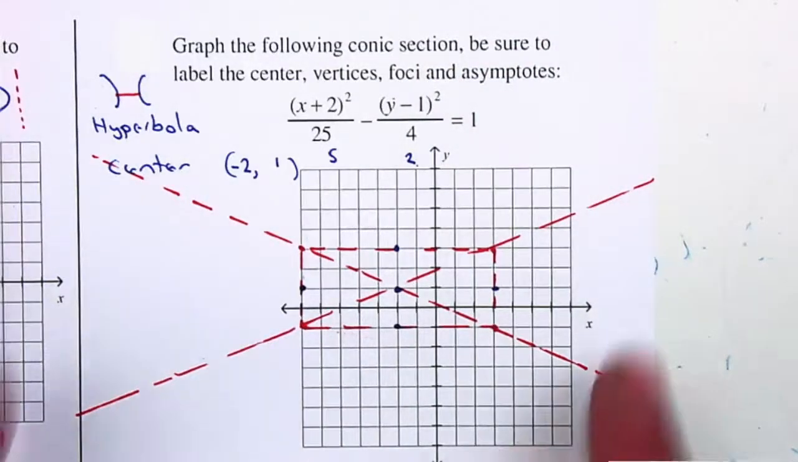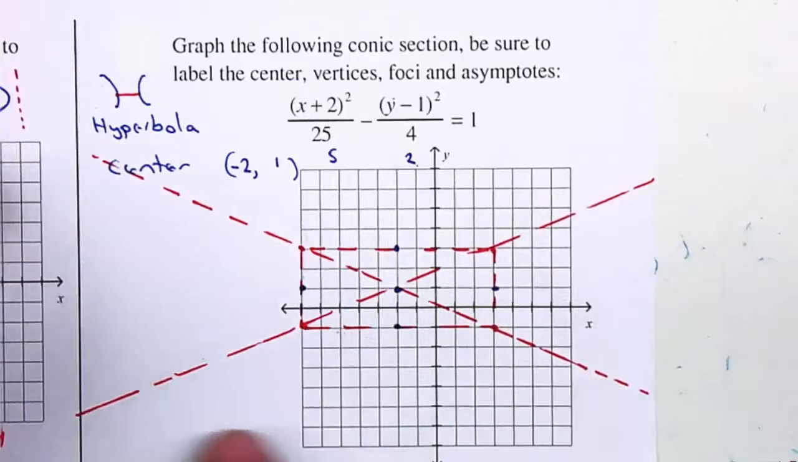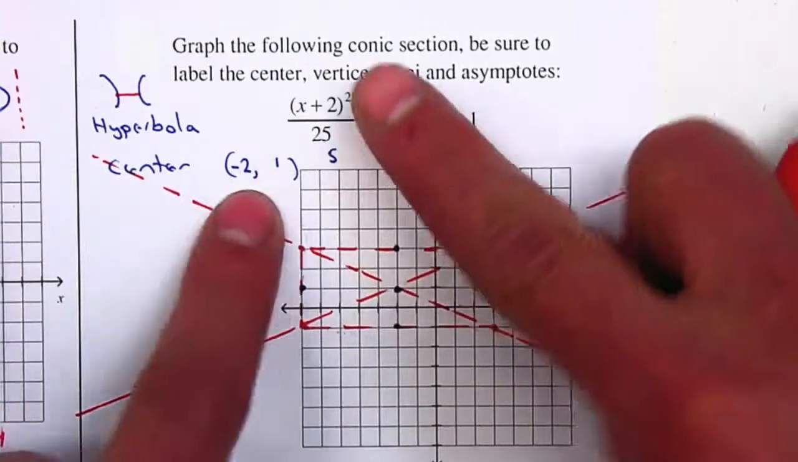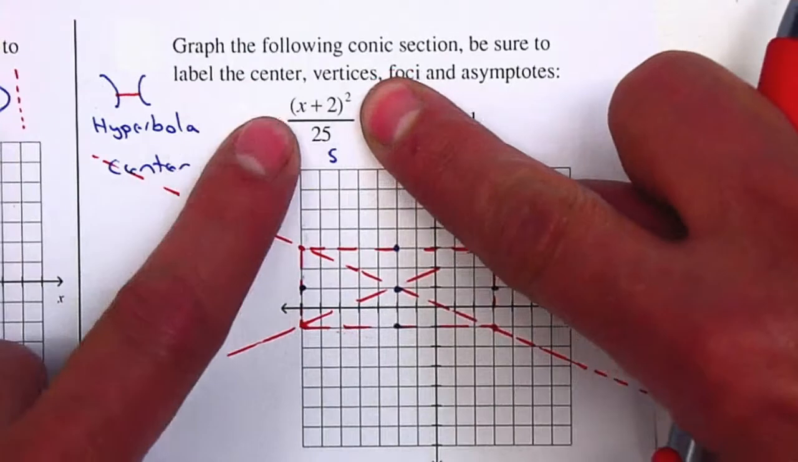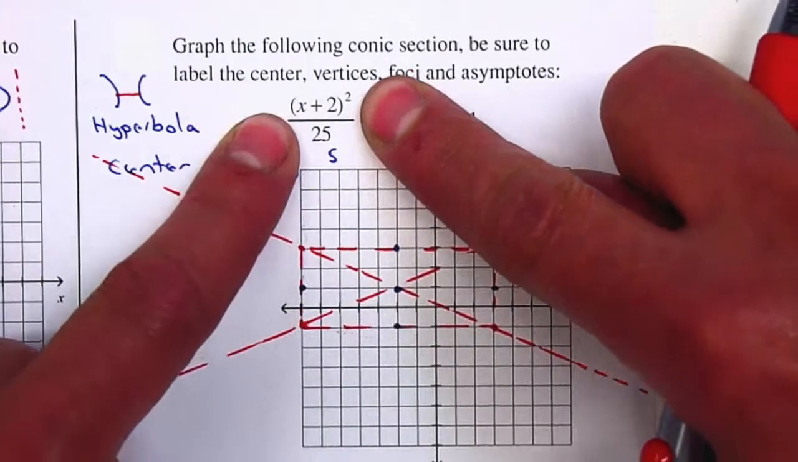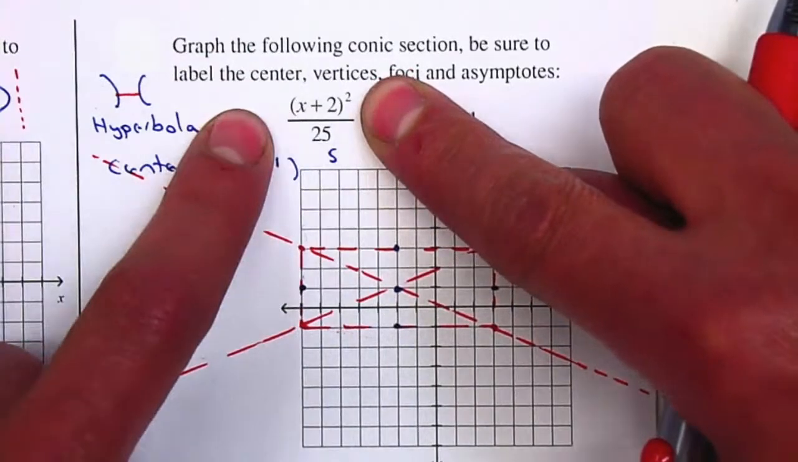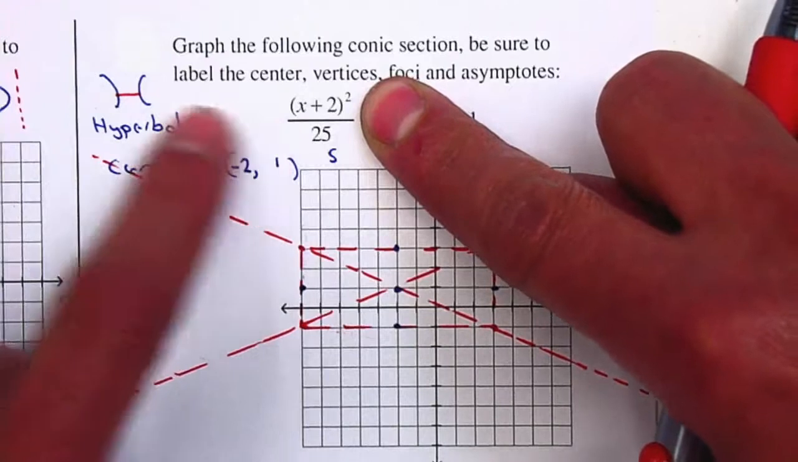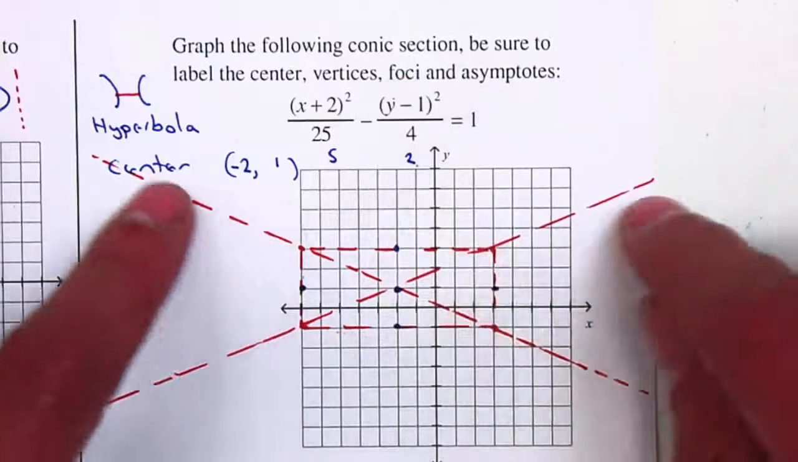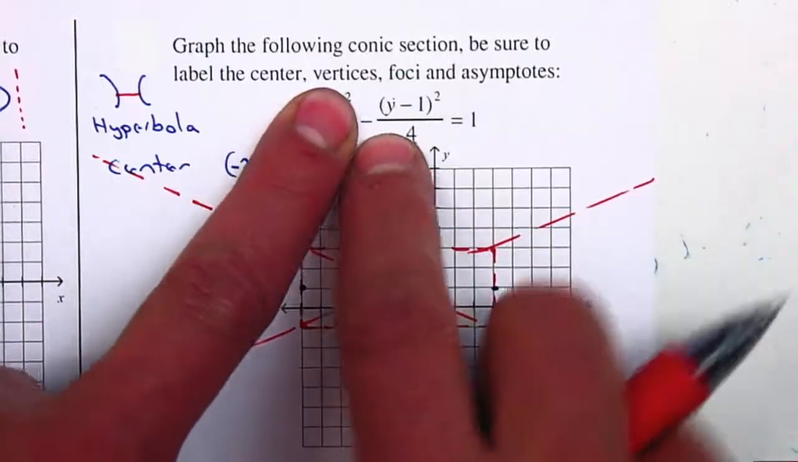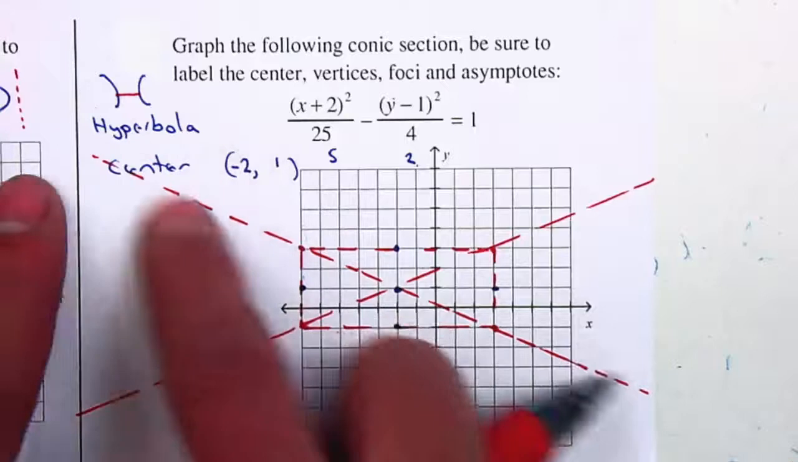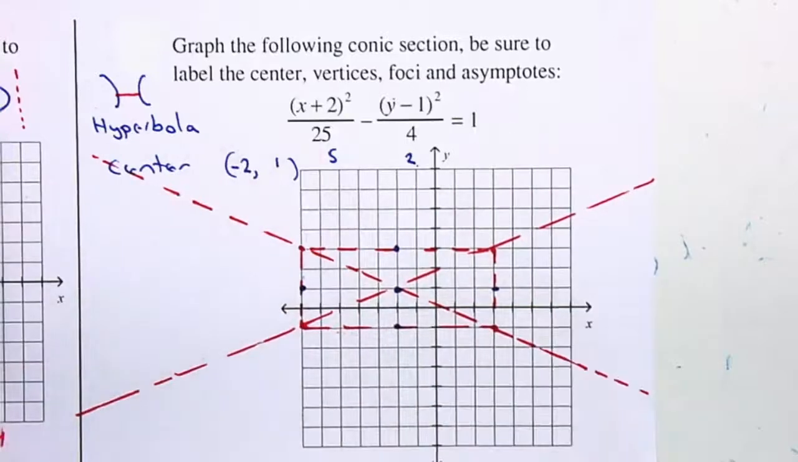Now I need to decide whether my hyperbola is facing sideways or up and down. So I look at the one that's being squared, my x, which usually is placed in the front. X is the one that's positive, so therefore it will be sideways. If the y is the one that's positive, in this case it's not, it will be up and down. In this case your x is the one that's positive, so it will be sideways.